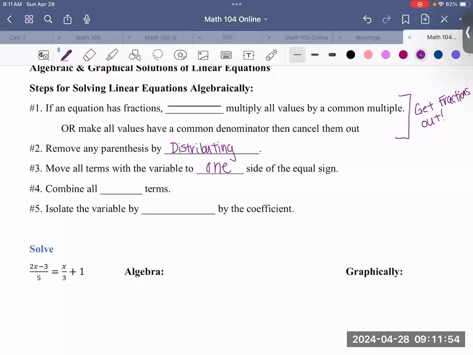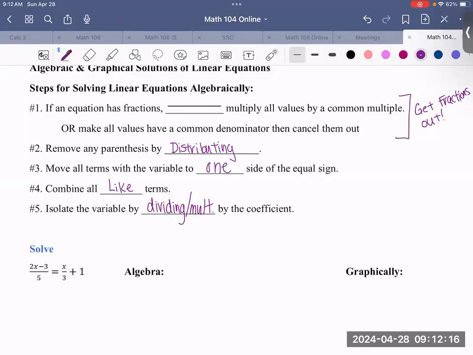Combine all like terms. Anything that looks alike can come together, and then isolate the variable by dividing or multiplying by the coefficient. So divide if you see a multiplication. If you see a division, then you can multiply.